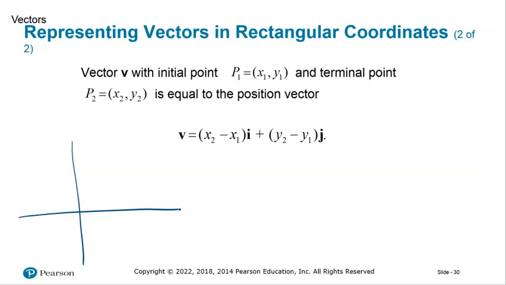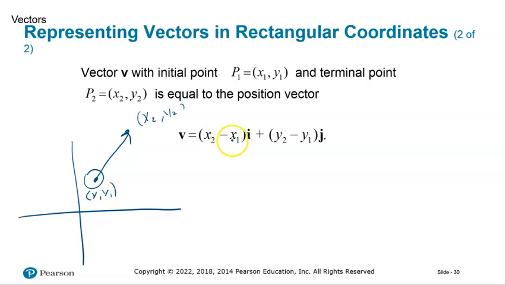Here's our xy axis, and our initial point right here is x1, y1, and our terminal point, let's just say it's over here, is x2, y2, and there's my vector. I can't write that in ij form because this vector is not parked at the origin. It's not in the standard form where you start at 0, 0. So how do you fix that? It's a real easy fix.